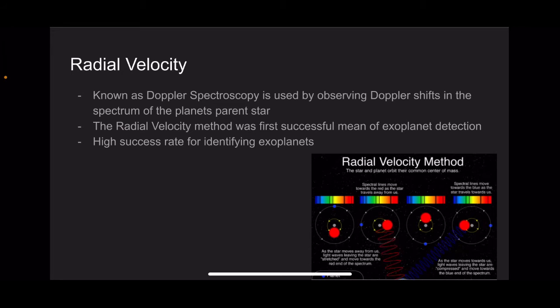Radial velocity is also known as Doppler spectroscopy, which is used by observing the Doppler shifts in the spectrum of the planet and the parent star. Over here, I have a cool image going over the process of radial velocity. It basically uses the Doppler effect, or Doppler shift, which is how light from the star is shifted towards the red or blue end of the spectrum. It's really cool to see exactly how radial velocity works. It's definitely one of the most successful ways of finding exoplanets.